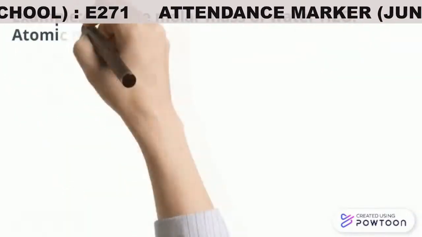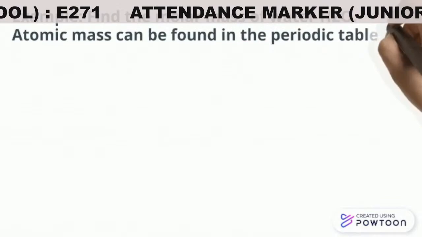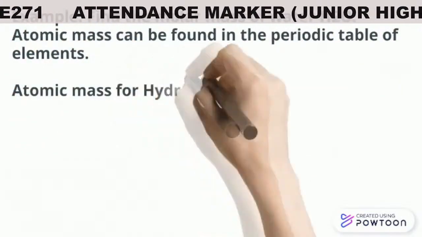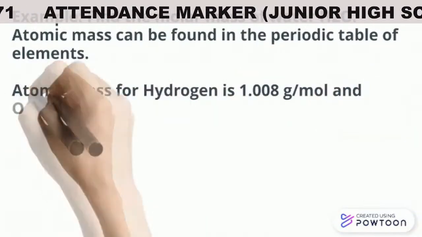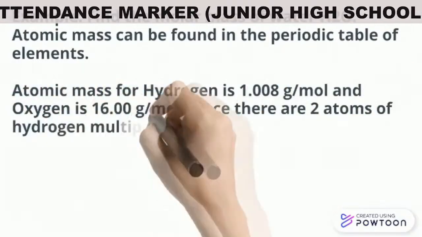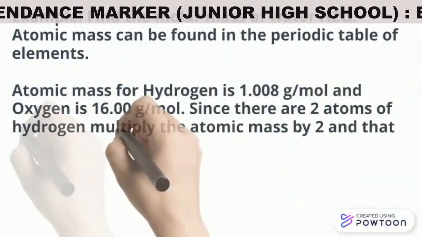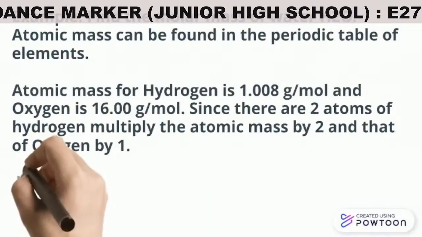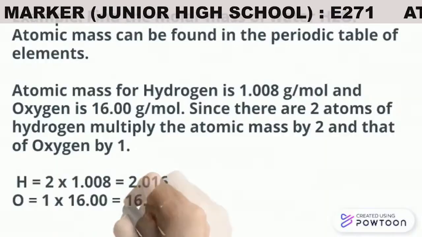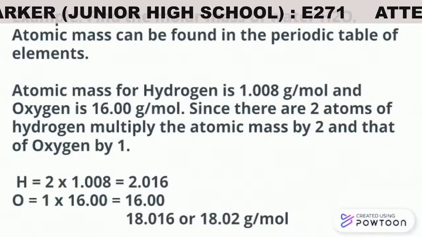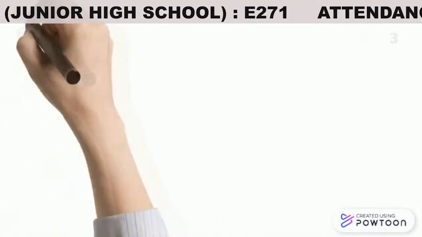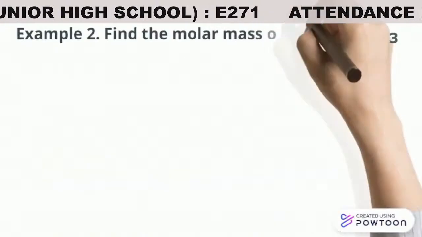Example number 1. Find the molar mass of water, H2O. Atomic mass can be found in the periodic table of elements. Atomic mass for hydrogen is 1.008 grams per mole and oxygen is 16 grams per mole. Since there are 2 atoms of hydrogen, multiply the atomic mass by 2 and that of oxygen by 1. Therefore, the molar mass of H2O or water is 18.016 or 18.02 grams per mole. Example number 2. Find the molar mass of ammonia or NH3.